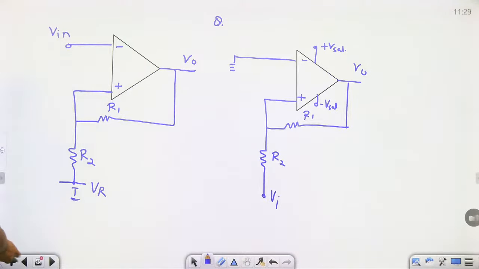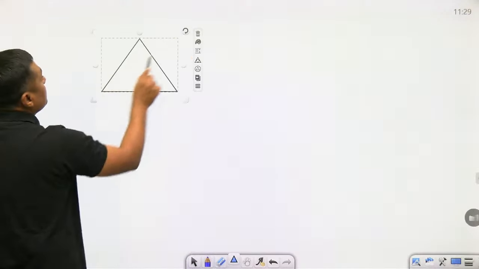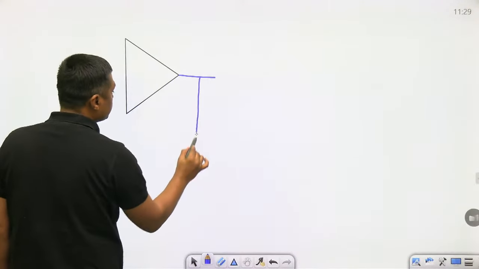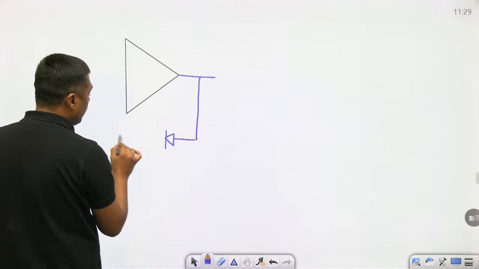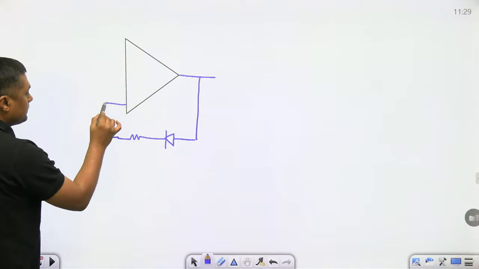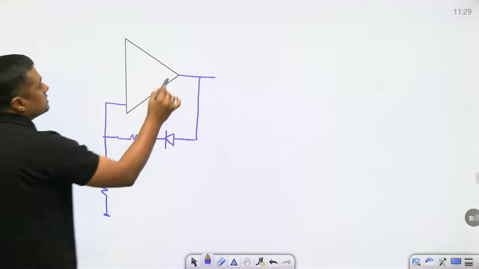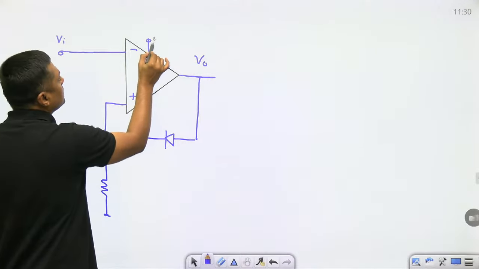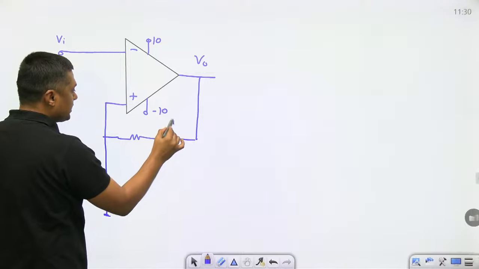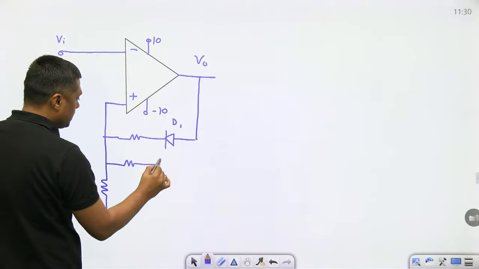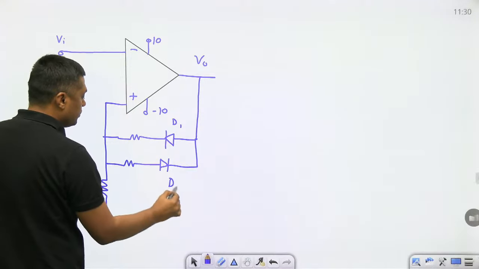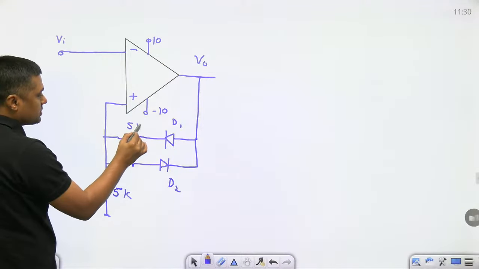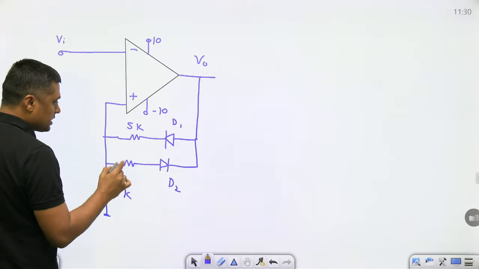Third diagram, you have to solve this. For example, if the diodes are connected here, give me the upper threshold and lower threshold values. This diode is connected. This is minus, this is plus. Here we are connecting the input. Output: this is 10 volt, this is minus 10 volt. One diode is connected, D1. Ideal diodes are connected here. Another diode is connected like this, D2. This is given as 5 kilo, this is given as 5 kilo, and now this is given as 10 kilo ohm.